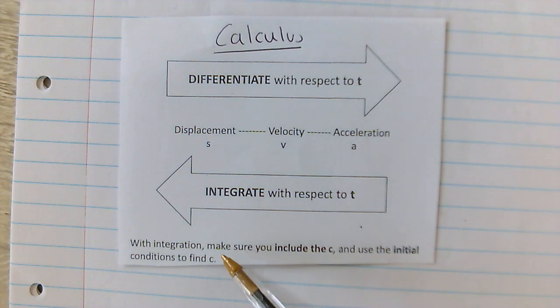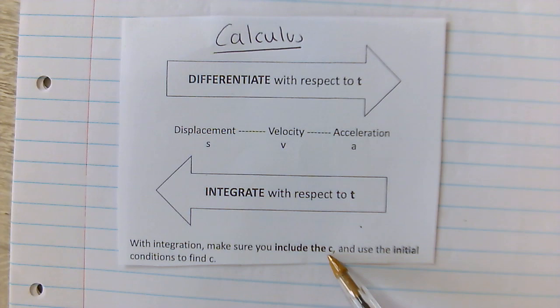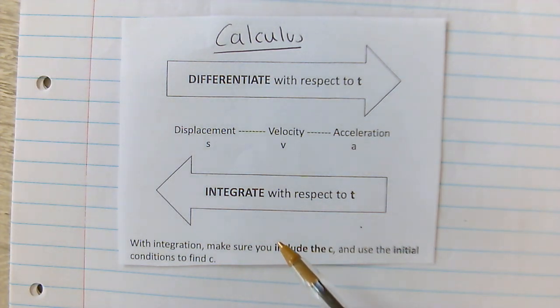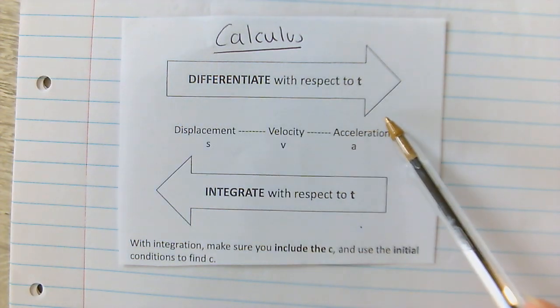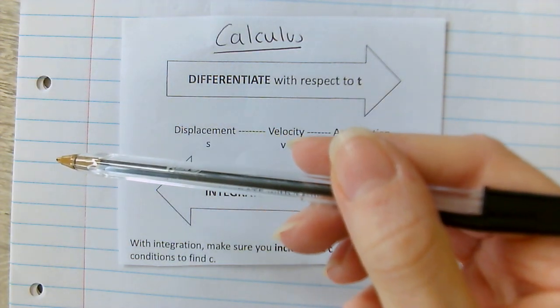What you need to be careful with when you integrate is to always include the plus c at the end of integration. And then we use the initial conditions to find c. What that means is it'll normally say when t is 0, and give you some information. You use that by substituting it in to find the c. So basically this way, differentiate, backwards, integrate.